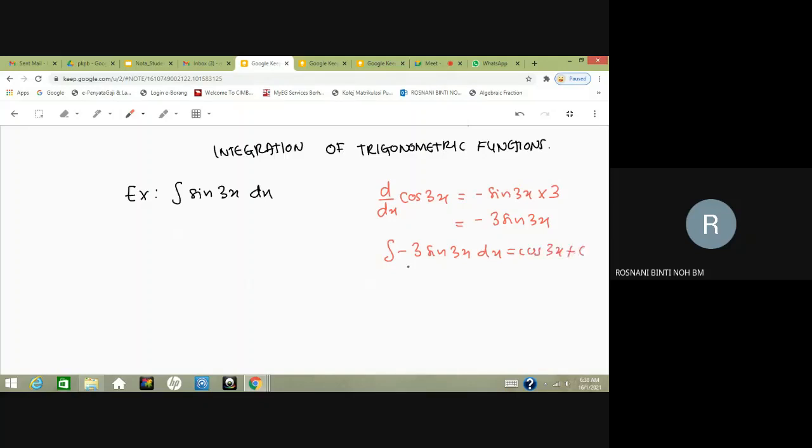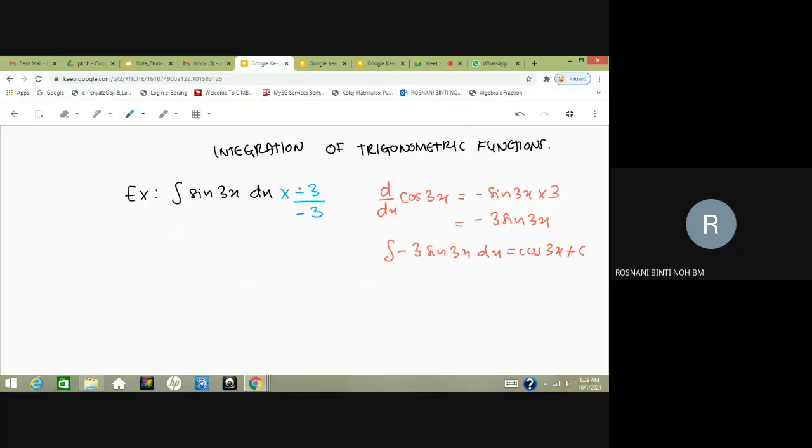This means integrating negative 3 sine 3x dx will give you back cos 3x. So we will use this as our reference. Compare this info with your question. You can see that your question lacks negative 3. No problem, we make it negative 3 here. We multiply by negative 3, but at the same time, we divide by negative 3, so we don't change the original value. We just change the form of your question.